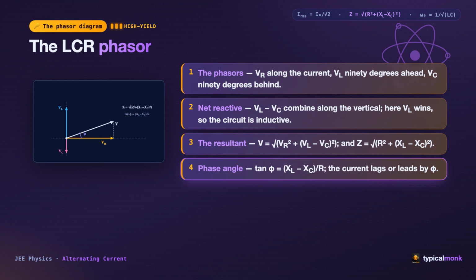The phase angle: the tangent of phi equals XL minus XC over R. The current lags or leads the voltage by phi.